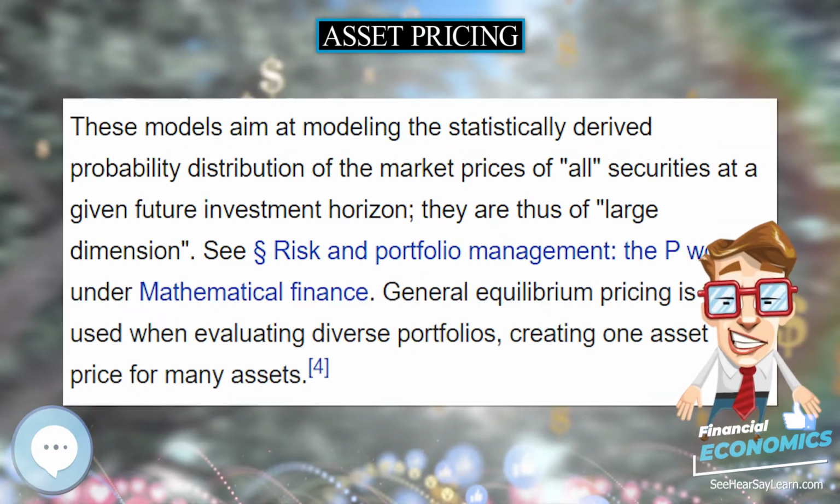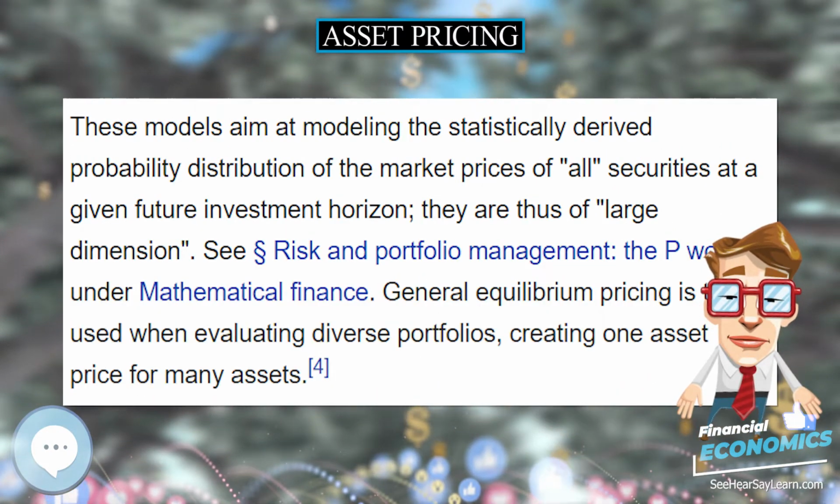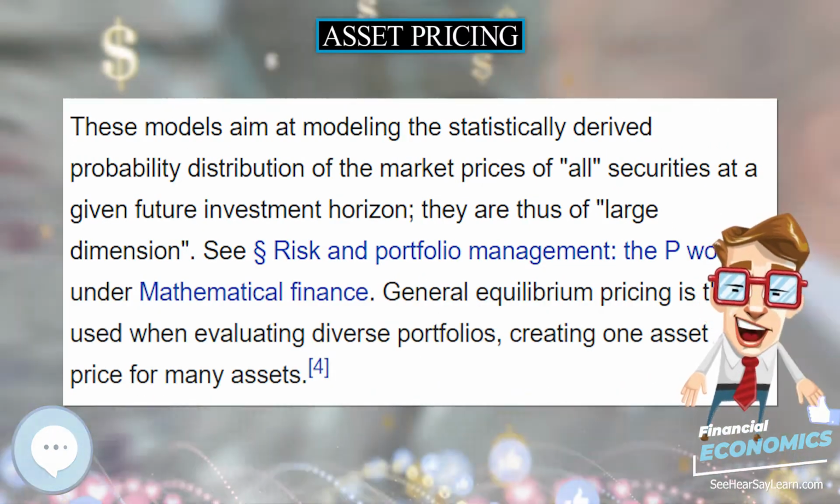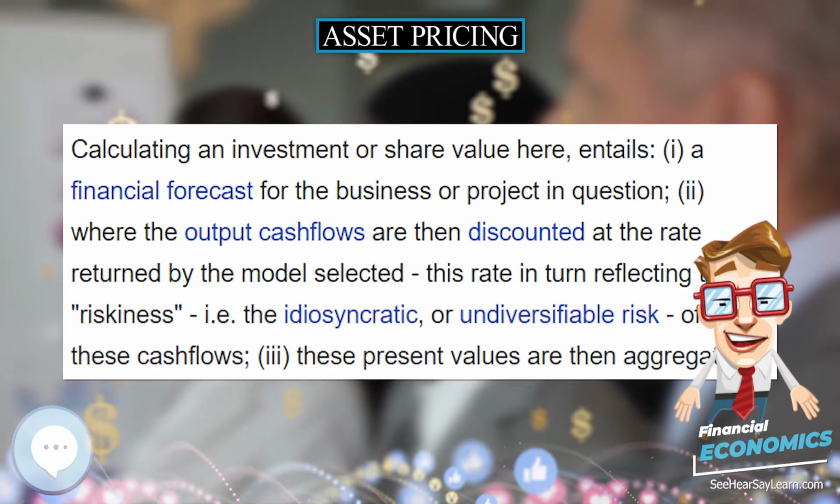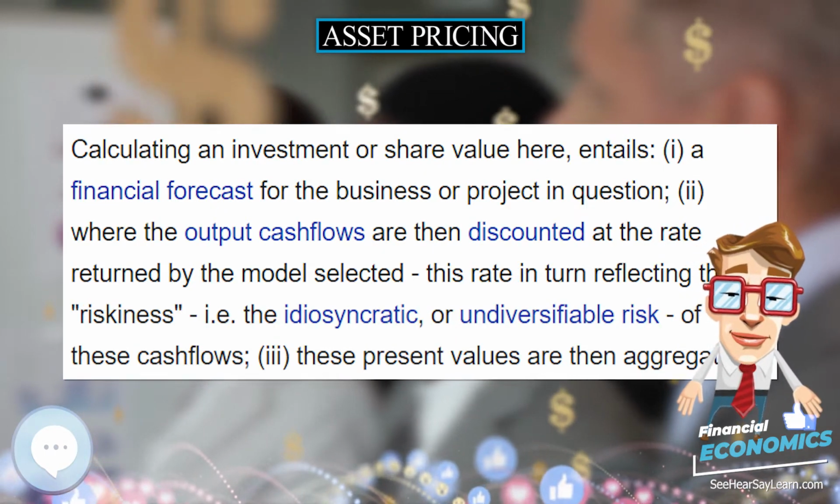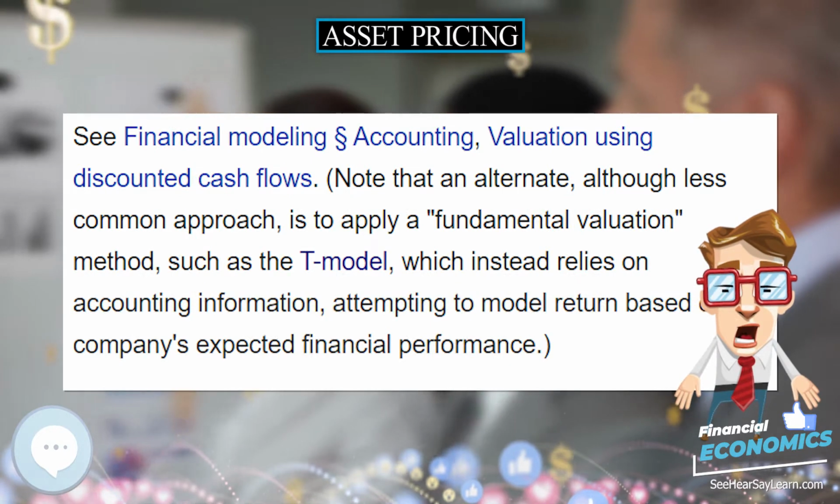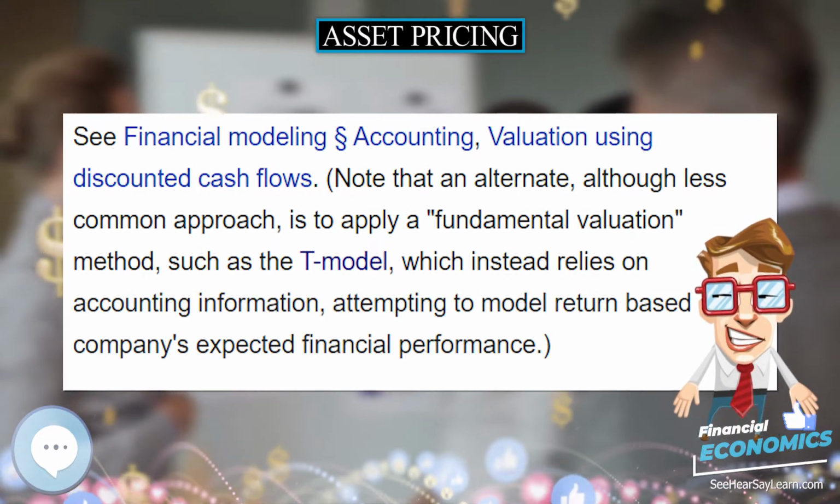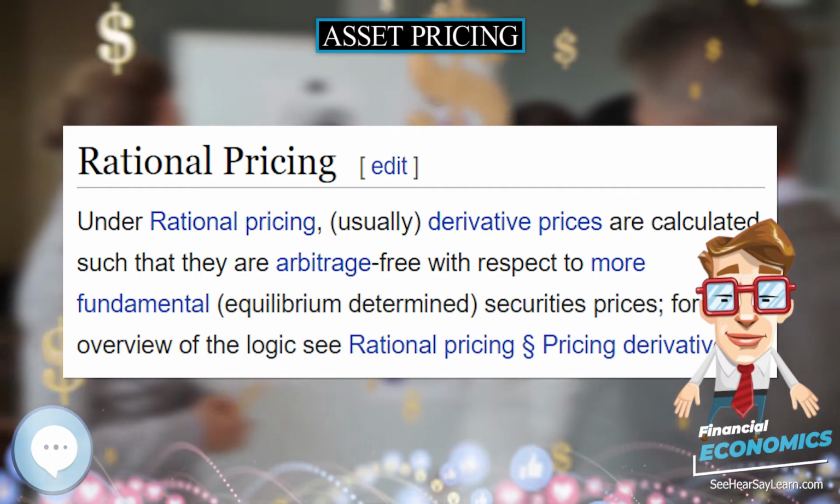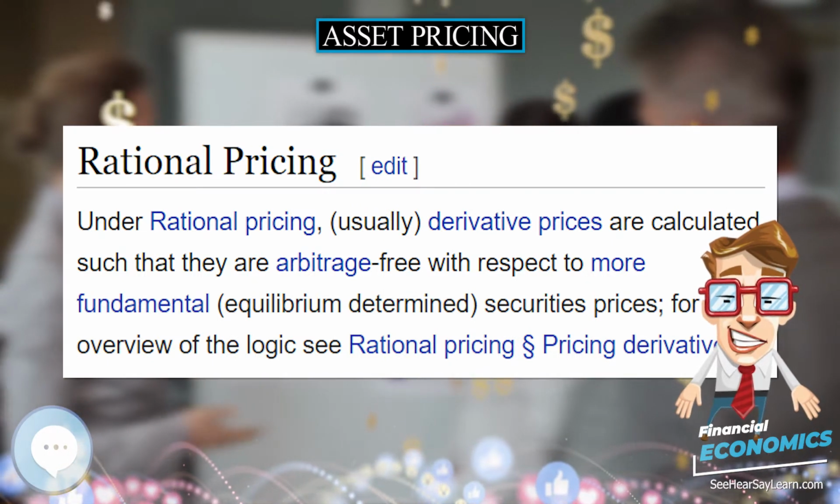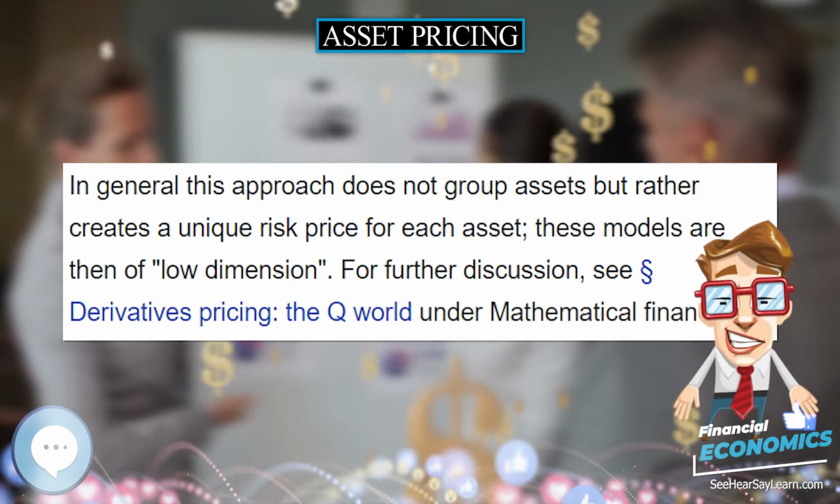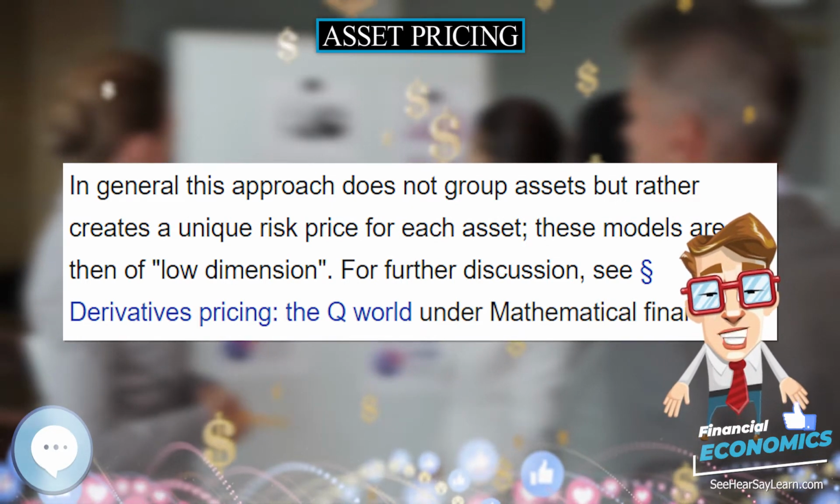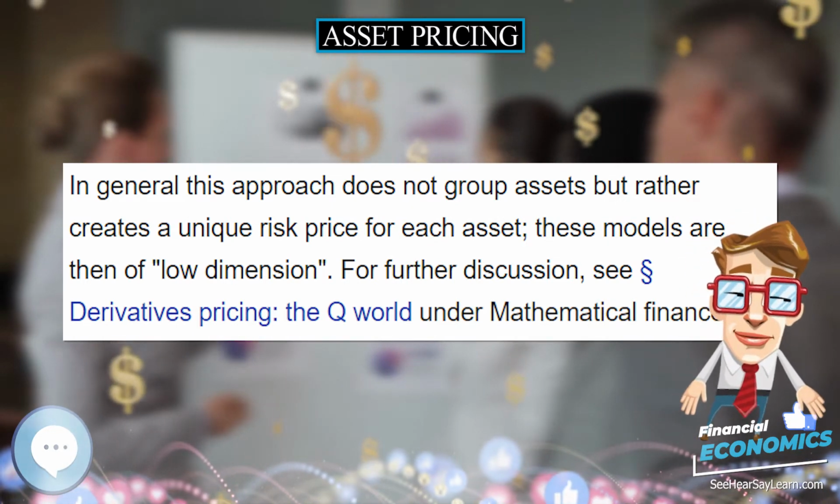These models aim at modeling the statistically derived probability distribution of the market prices of all securities at a given future investment horizon. They are thus of large dimension. See risk and portfolio management, the P world under mathematical finance. General equilibrium pricing is then used when evaluating diverse portfolios, creating one asset price for many assets.